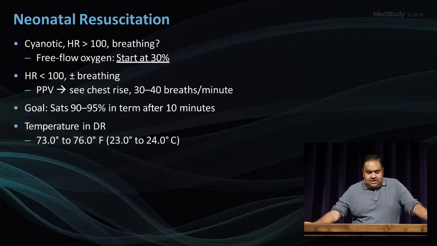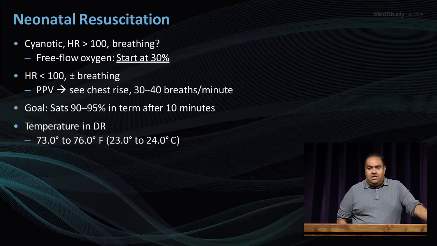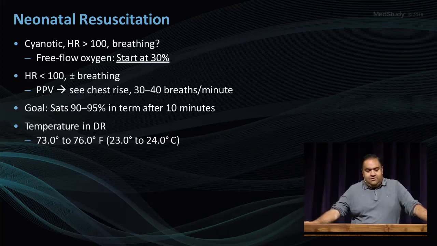All right, so cyanotic, heart rate greater than 100, breathing, so a little bit of NRP. Free flow oxygen starting at 30%. This has more been adjusted to 21% now, where you're going to start resuscitation, and then if necessary, you turn up, because we find and we know that oxygen is not benign.